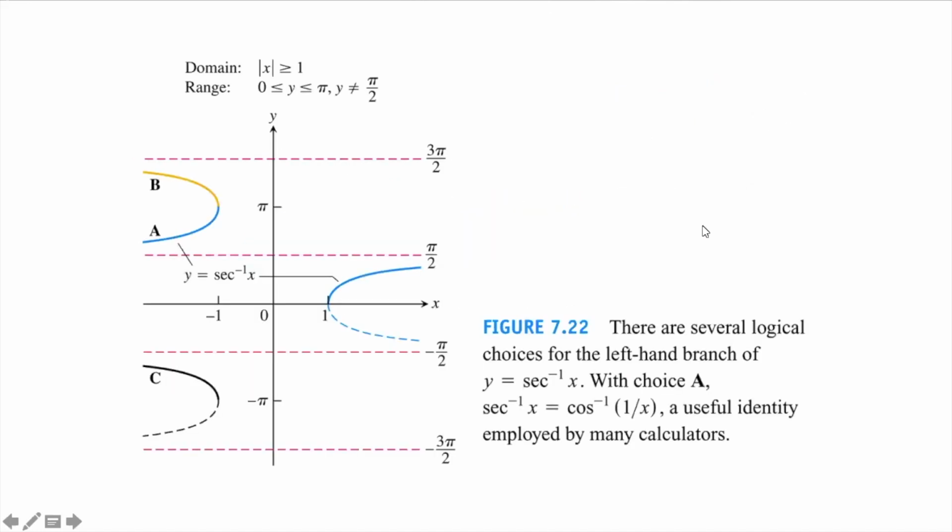All right, just a little bit about y equals inverse secant of x. There are several logical choices for the left-hand branch of y equals inverse secant of x. Using choice A, which you see here, you get an identity: inverse secant of x is equal to the inverse cosine of 1 over x, which is an identity that's used by many calculators. So that's the one that we'll go with.